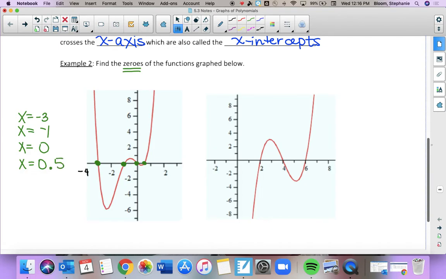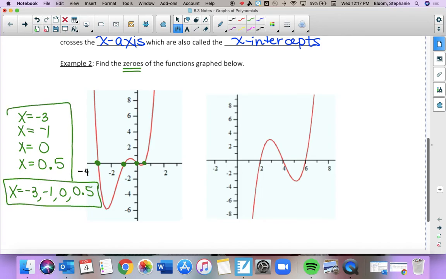And so you can write your answer like this, where you say x equals for all of them, or if you want, you can just do this. Put commas and put all your answers down. So either option, okay? However you want to do it is fine. So this had 4 solutions, 4 zeros, because we crossed the x-axis 4 times. All right, I want you to do the next one on your own. Tell me the zeros of this function here.